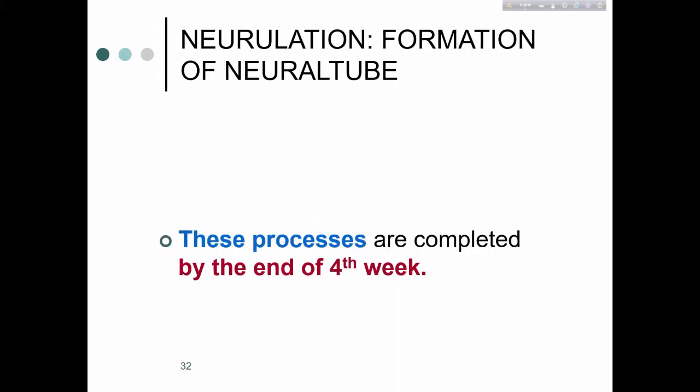Now, these processes of formation of the neural tube are completed by the end of the 4th week. It starts in the 3rd week, but completes by the end of the 4th week. That is, the whole of the 4th week is required for the formation of the neural tube. But we have seen that the human heart starts to develop first and is completed by the end of the 3rd week. So among all the organs of humans, the heart, that is the cardiovascular system, starts to function earlier.